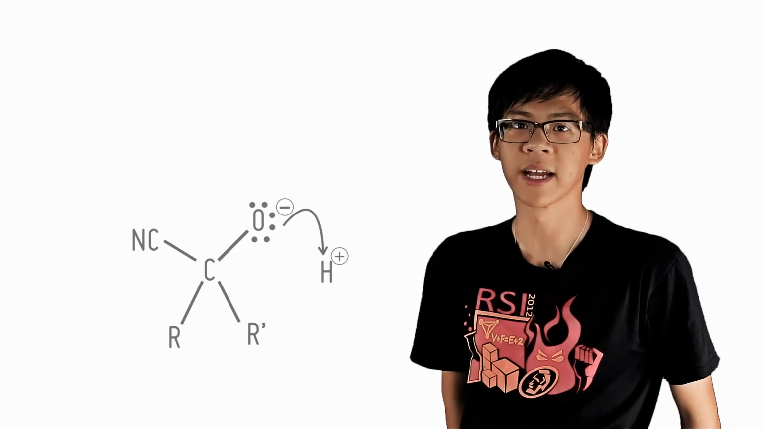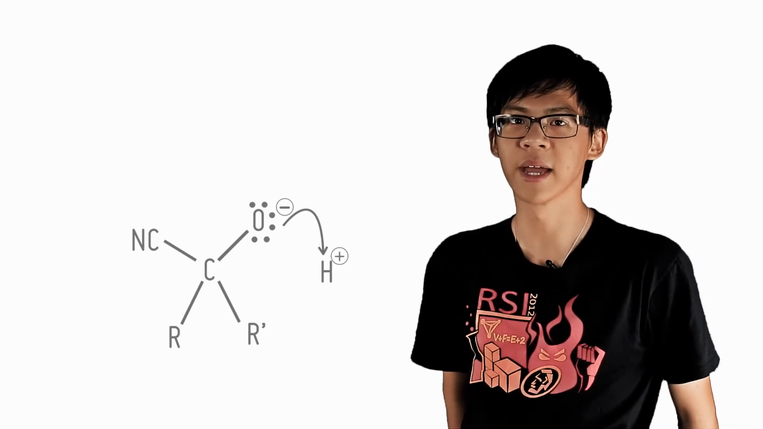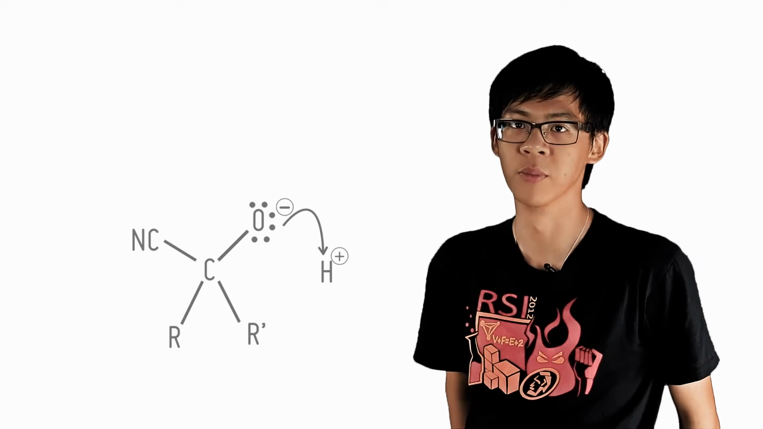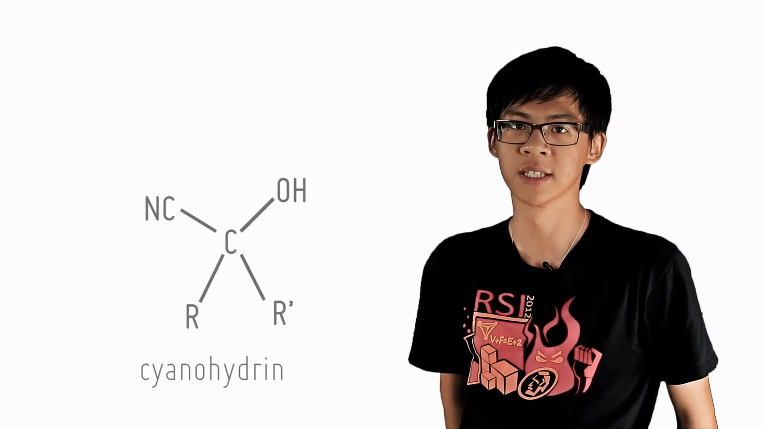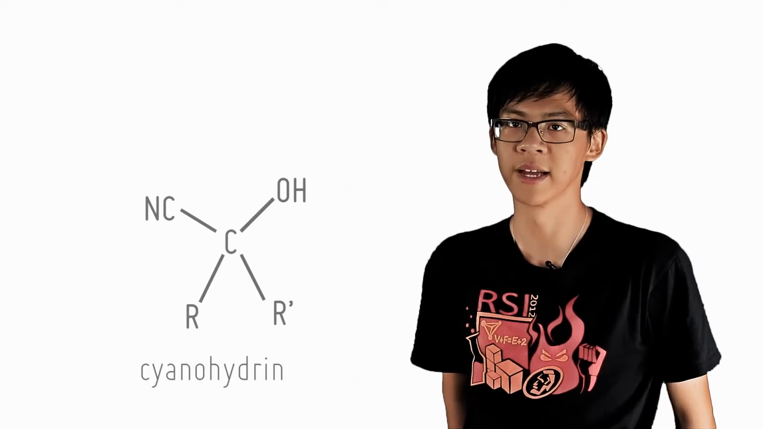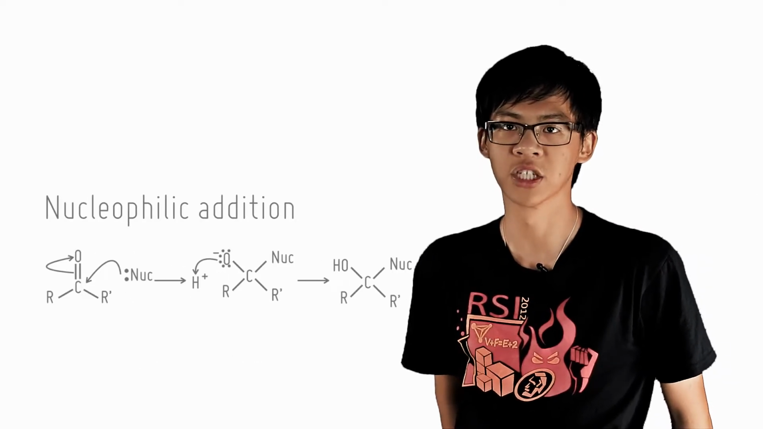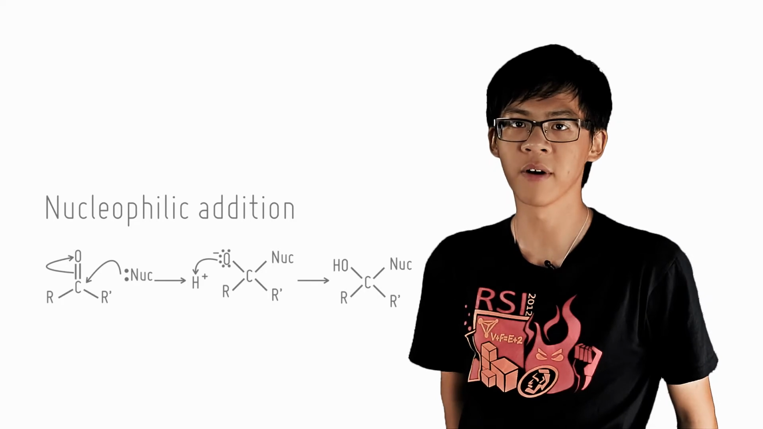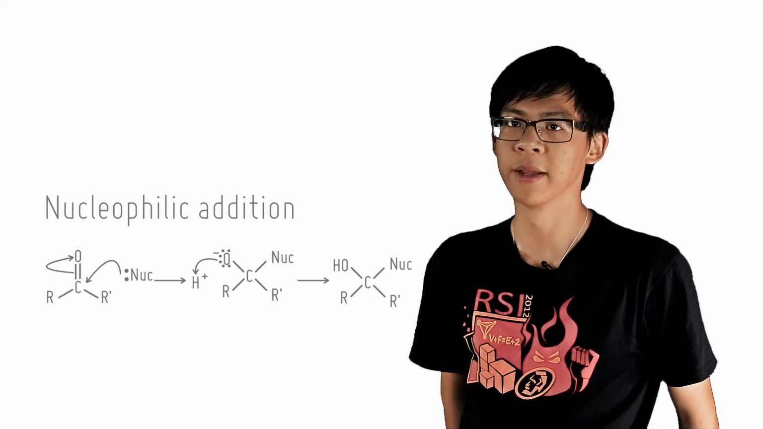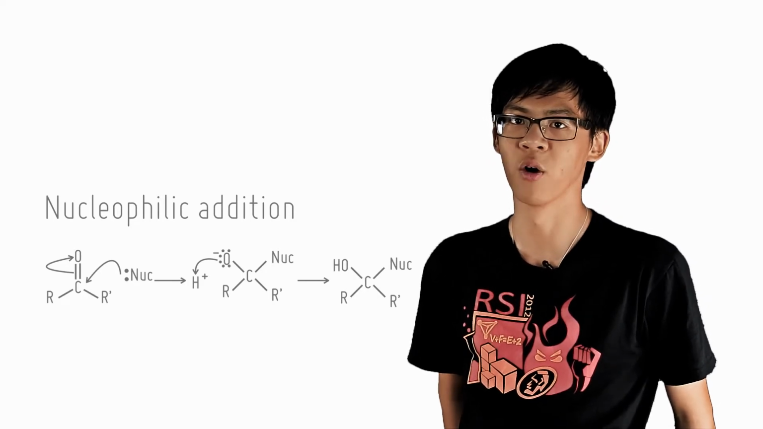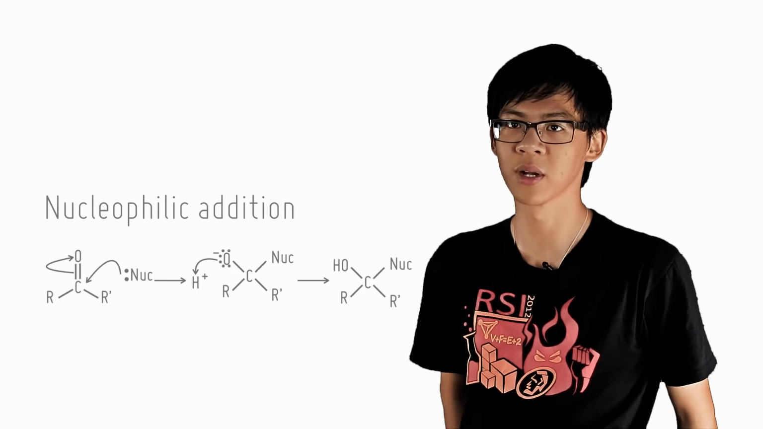However, there is still a negative charge on the oxygen atom and we can deal with that by protonating the molecule. Now you should not miss out the protonation step when drawing the mechanism for nucleophilic addition. This is in summary what happens in a nucleophilic addition reaction. The cyanide nucleophile attacks the carbonyl carbon, the carbon-oxygen pi bond gets broken and there's an overall addition of the cyanide molecule to the carbonyl.